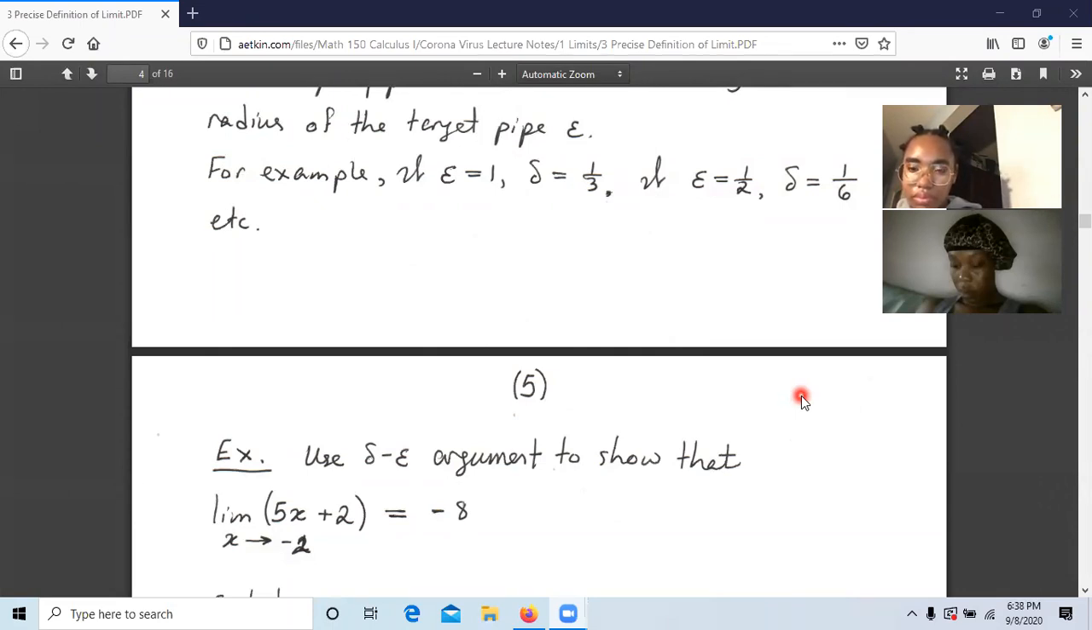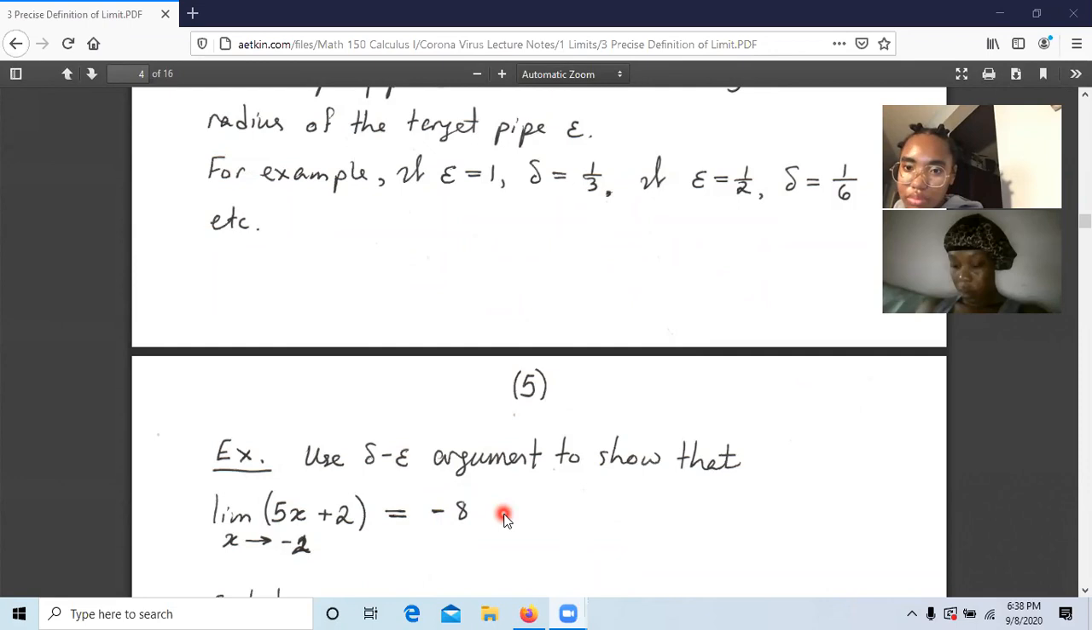Make sense? Epsilon is the output pipe, right? Epsilon is the radius of the output pipe, to be precise. Make sense? Okay, so the FX? So what I'm trying to do is this, right? The claim is, forget about any delta epsilon for a moment. The claim is that if you select whatever pipe on the target, and the target is -8, so the pipe is centered around -8. Here is the opening, here is the -8, yes?